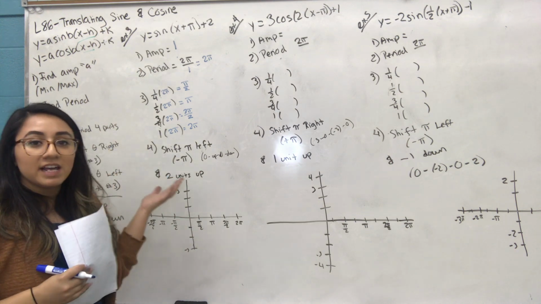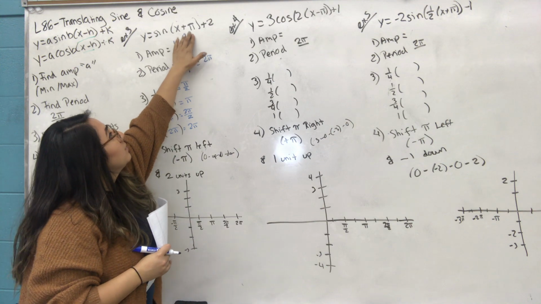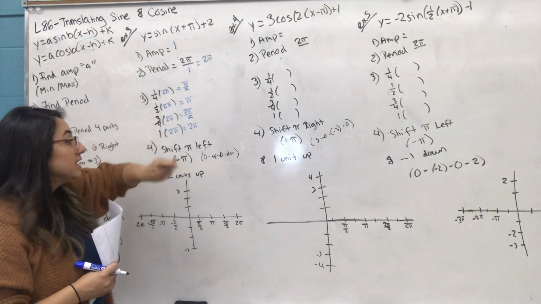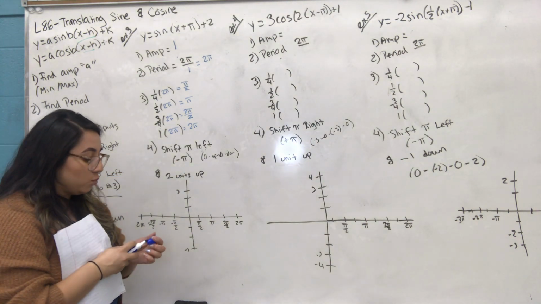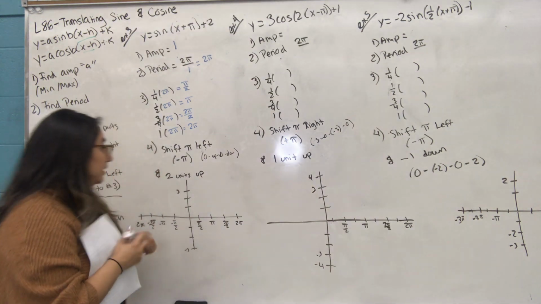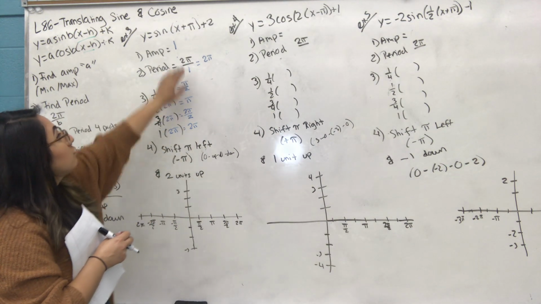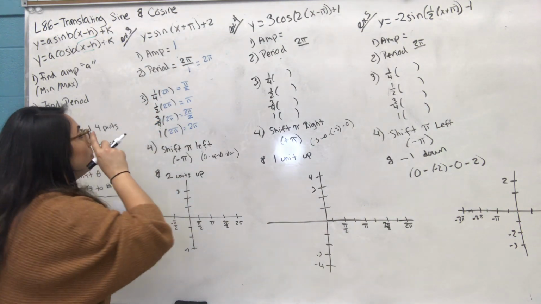Step 4, identify any shifts, left or right, up or down. Here we have parentheses. In between we're adding π here. What that means, always think of opposite signs. We are subtracting π from each point of our period. But on top of that, so we're shifting it to the left by π, and that plus 2 means we're moving it 2 units upward.